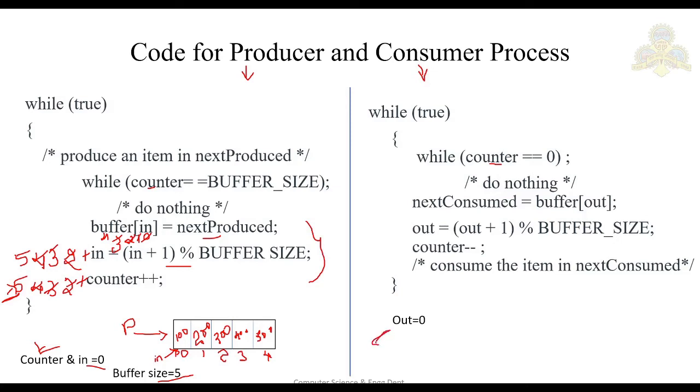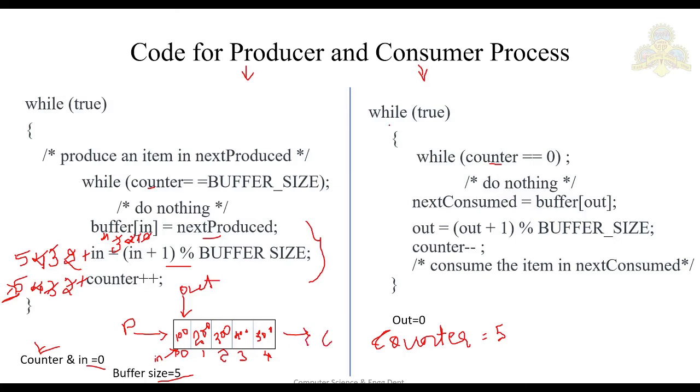Let me write it. This is counter. By default it would be 5, and we will make use of another pointer variable, that is out. By default it would point to 0. In the same buffer it would point to this 0th location by default. Okay, this is out. So we will now talk about this consumer process.